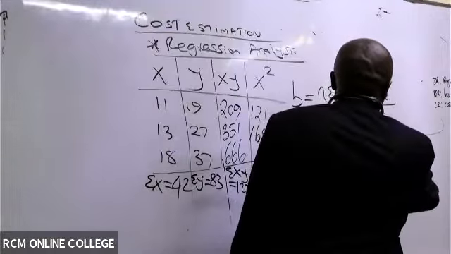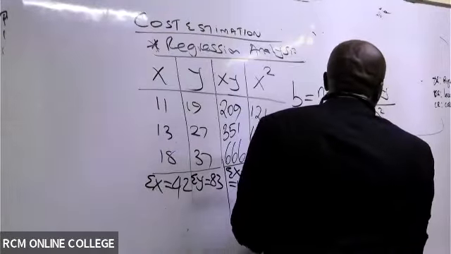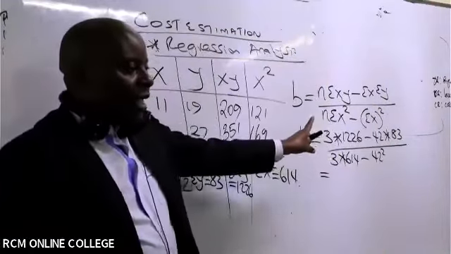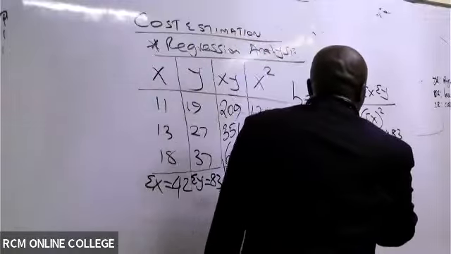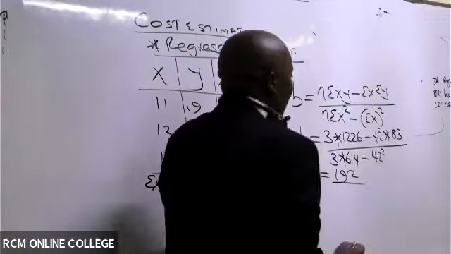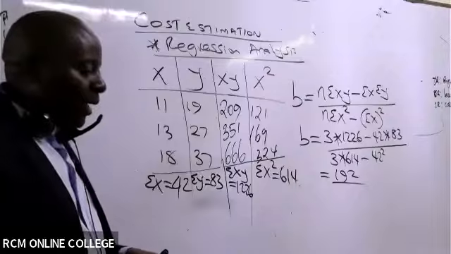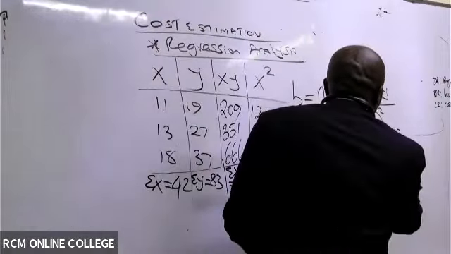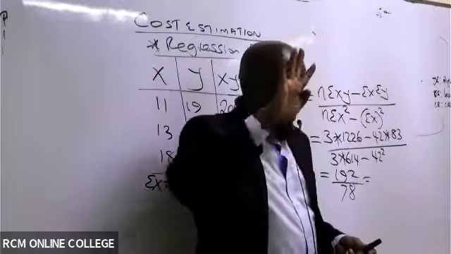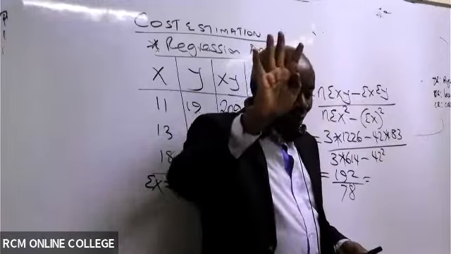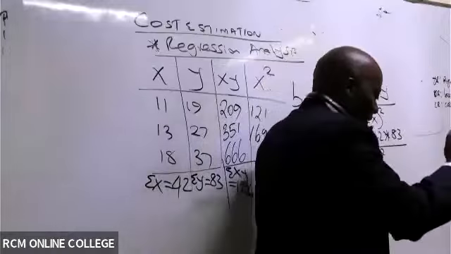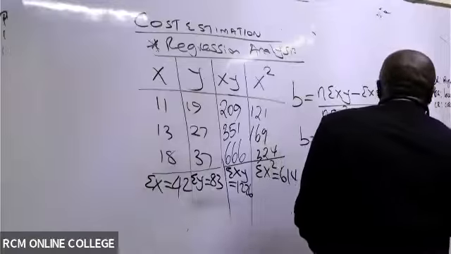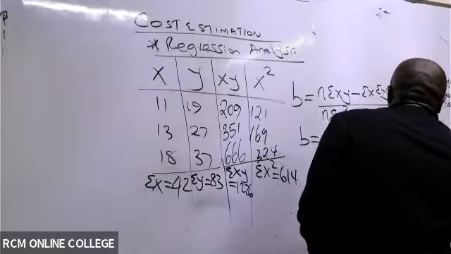But now this 42 will be what? Squared. Could you kindly give me the numerator answer alone? Numerator answer alone, 192, all over the denominator: 3 times 614 minus 42 squared. And then you can easily give me the quotient to how many decimal places? Four, always 4. So it is 2.4615.